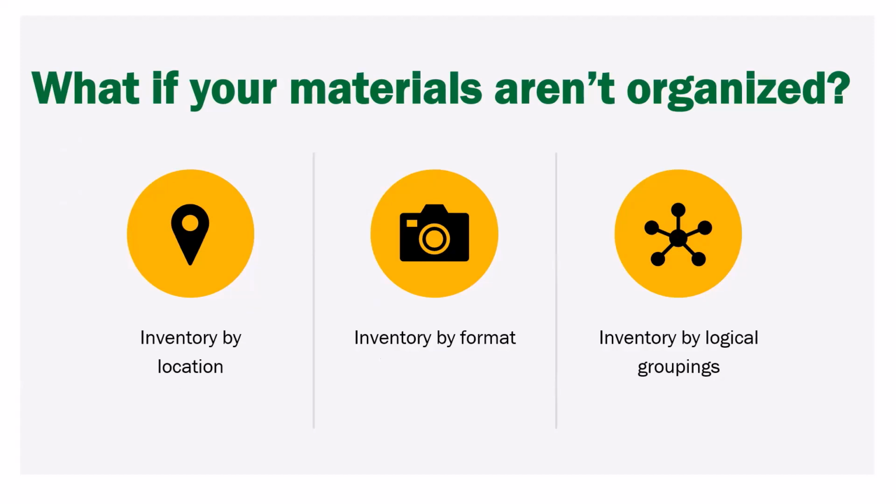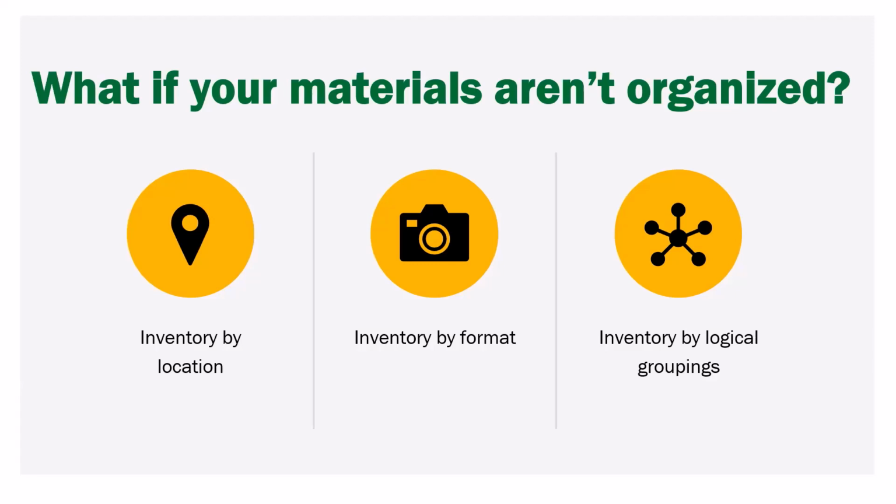So here are some suggestions for other ways to systematically inventory your holdings as they are right now. You can try inventorying by location, going shelf by shelf and just noting what's on each. For example, maybe shelf 1 has one box of photographs. It has 3 diaries. It also has 2 boxes of town records, something like that.